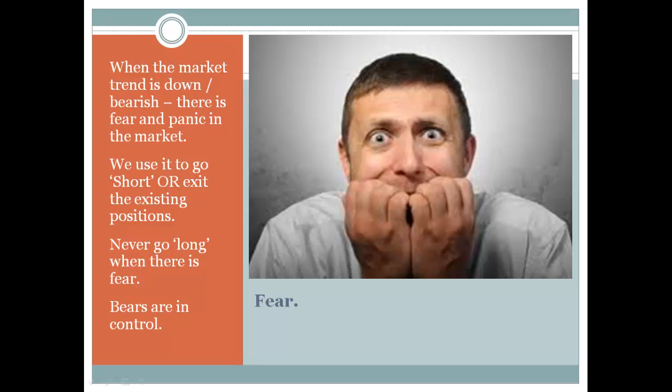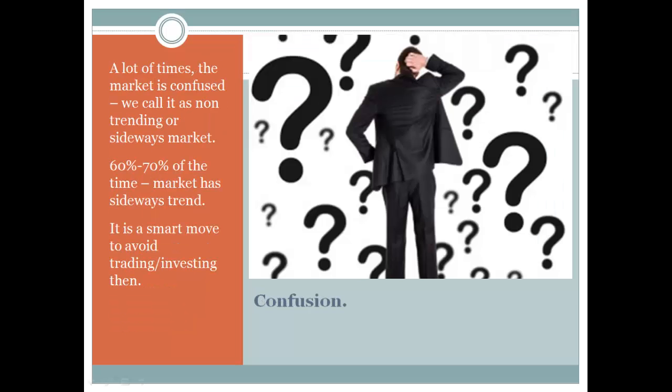So whenever there is fear in the market, markets are going into a certain sort of free fall. You are going to make money only by one, going short into the market, or two, unwinding your existing position so that you protect your profits from being faded away. Bears are in control when there is fear in the market. A lot of times there is confusion in the market. We call it a non-trending or sideways market.